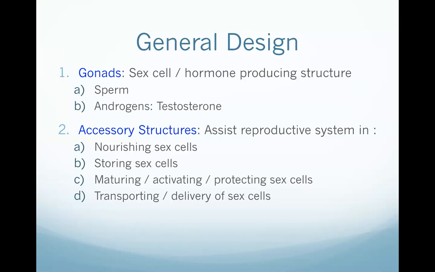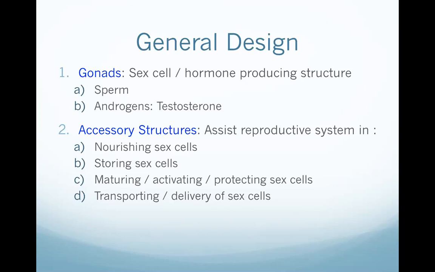All right, so just the general design, and I realize that many of you are very familiar with the general design of the reproductive system, so hopefully I'll shed some light on some of the details of the structures. But starting off there, for both systems, there are gonads, which are the sex cell and hormone-producing structures. In males, that gonad is the testes, and the sex cells they produce, of course, are sperm. In females, of course, the gonads are going to be the ovaries, and the sex cells that we produce as females would be the oocytes.